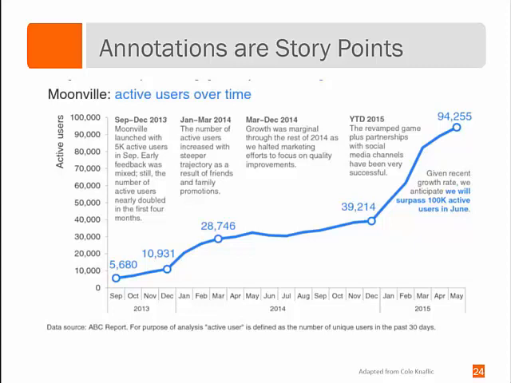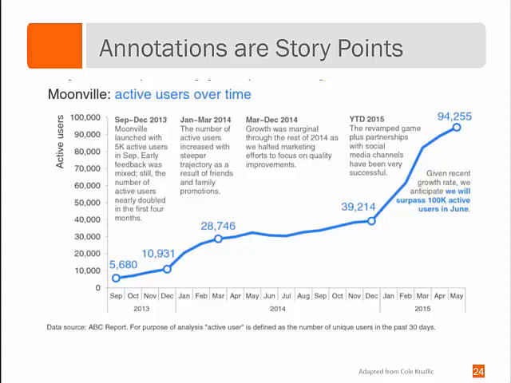So here, this is a particular story about an application. Maybe it's a game called Moonville. We have active users over time. So we have time represented, again, our arrow of time on the x-axis, divided into years and months, and then we have active users on the y-axis, and we have different annotations. So we start off here September through December of 2013. We have the launch of the game.